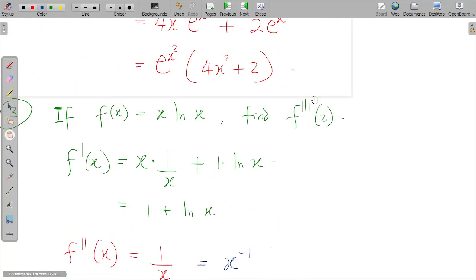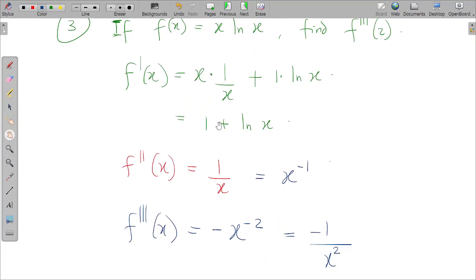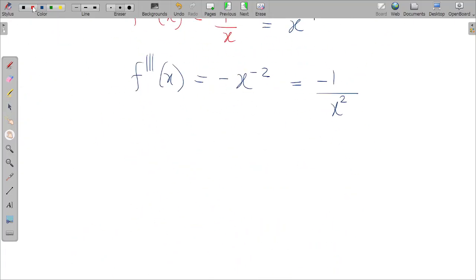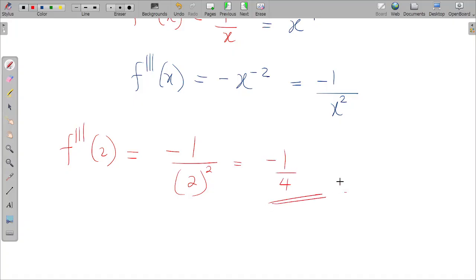And they want us to find the third derivative at x equals 2. So the third derivative at x equals 2 becomes minus 1 over 2 raised to power 2, which will give us minus 1 over 4. Okay, that is the one. That is for that. Please ensure that you understand.